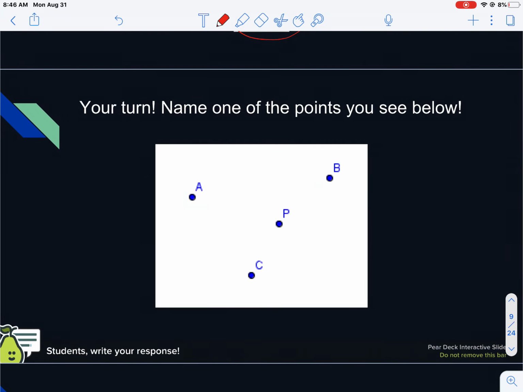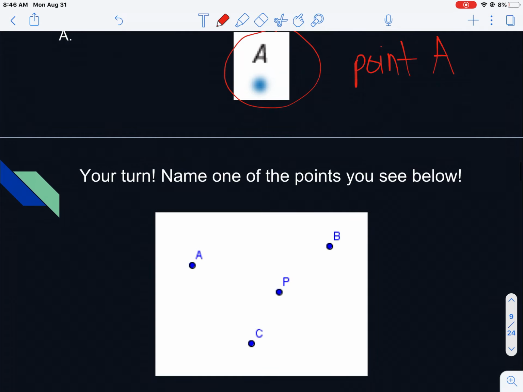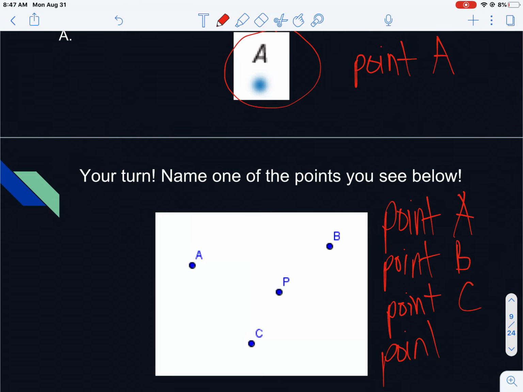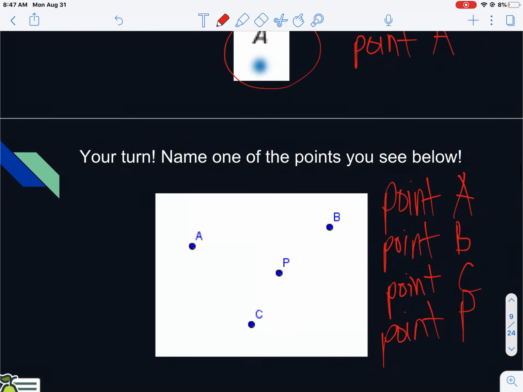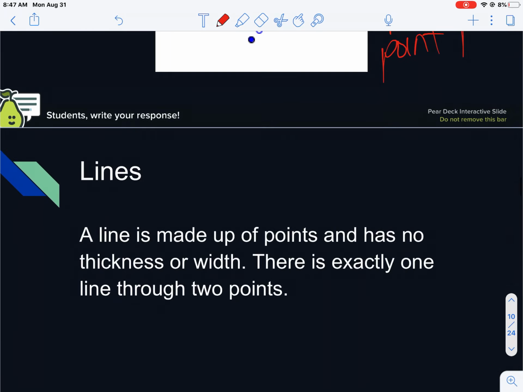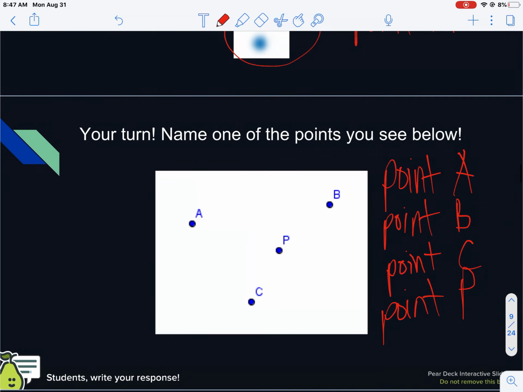So, in the Ed puzzle, it's going to stop here and ask you to name one of the points you see below. So, what do we have here? So you should have chosen point A, or there's a point B, or there's a point C, and there's a point P. So all those are possible points, right? Name one of the points. I named all four of them, okay? All right, so that's a point. Point, capital letter, that's it.